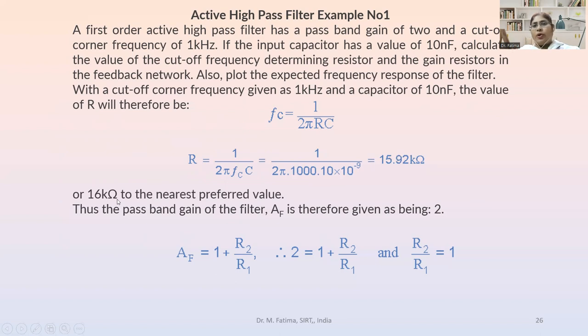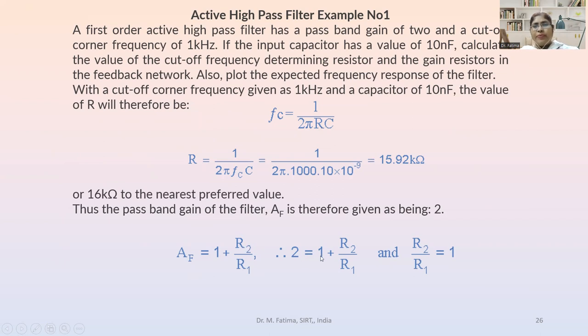Now calculate the value of the feedback network resistors. For this, we can take the pass band gain AF equal to 1 plus R2 upon R1. The gain is already given in the numerical. This is equal to 2. So 2 equals 1 plus R2 upon R1.